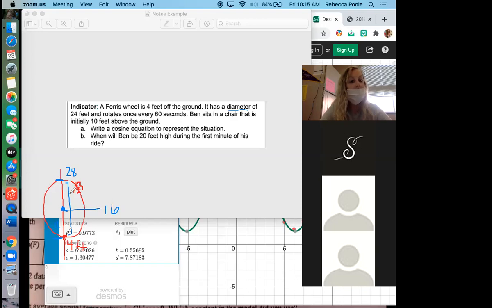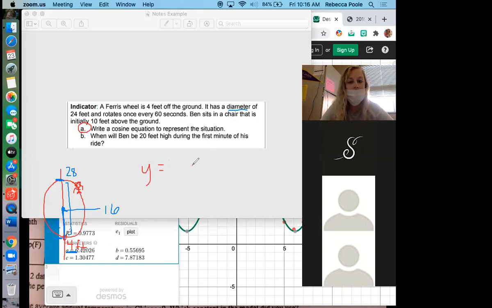Okay, you know the diameter is 24. So that means the radius would be 12. So this is going to go up 12, but it starts at 4, so 4 plus 12 is, very good. You're good. All right, so let's go ahead and start to try to write this equation because it says write a cosine equation. We know it's going to be y equals.